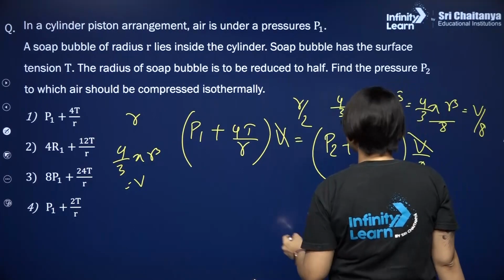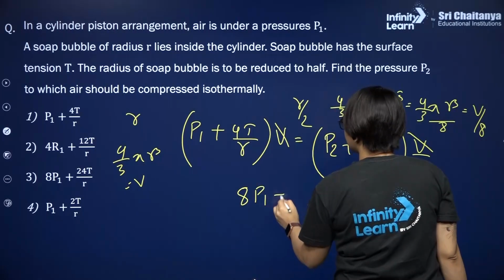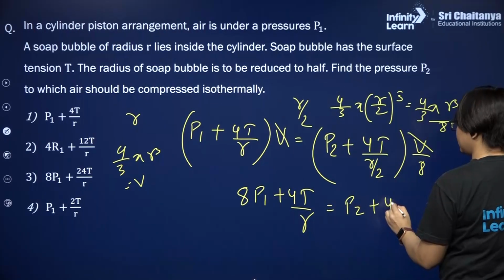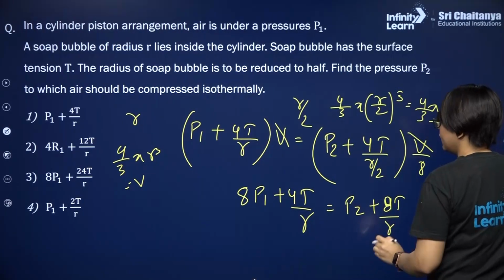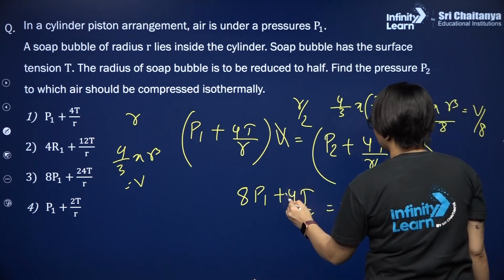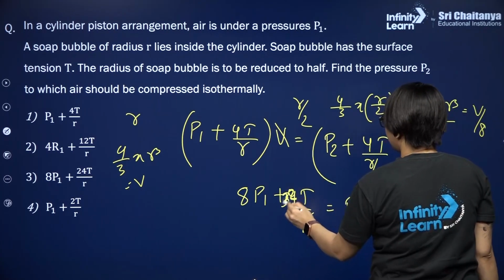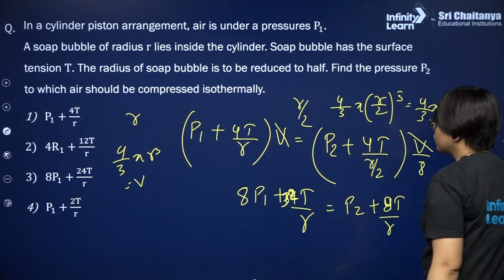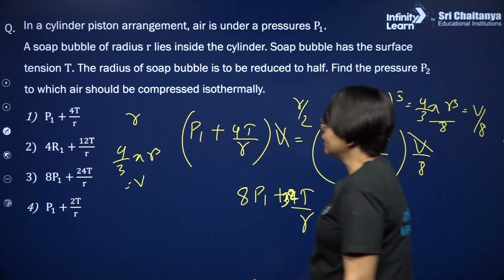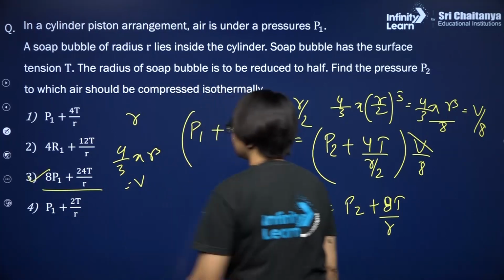So we have 8 times P1 plus 4T upon r is equal to P2 plus 8T upon r. We are multiplying this 8 over here, so it is 8 P1 plus 32T upon r minus 8T upon r, that is 8 P1 plus 24T upon r, which is equal to P2.